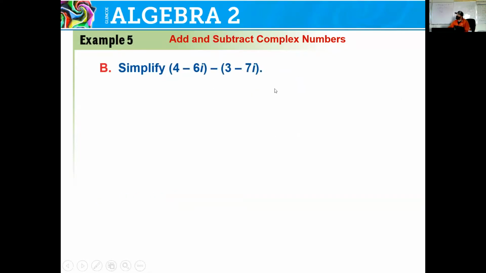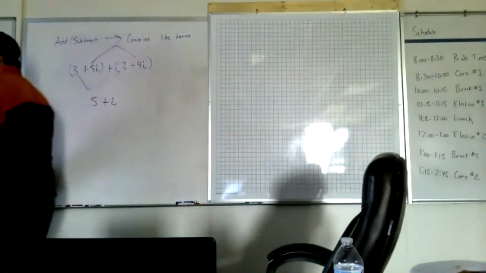Okay, the tougher one of addition and subtraction is subtraction. Okay, that's because it can be difficult to keep track of the signs.